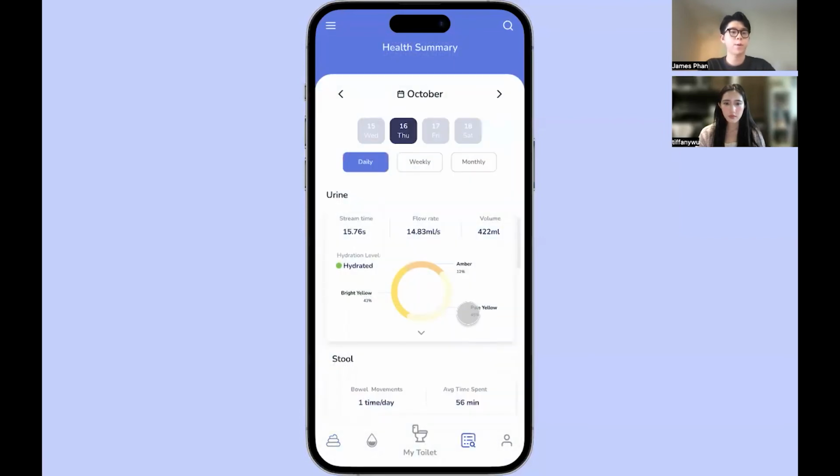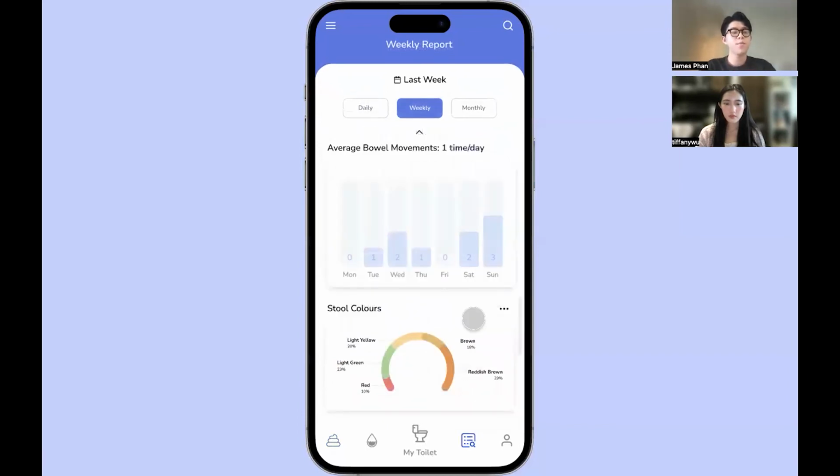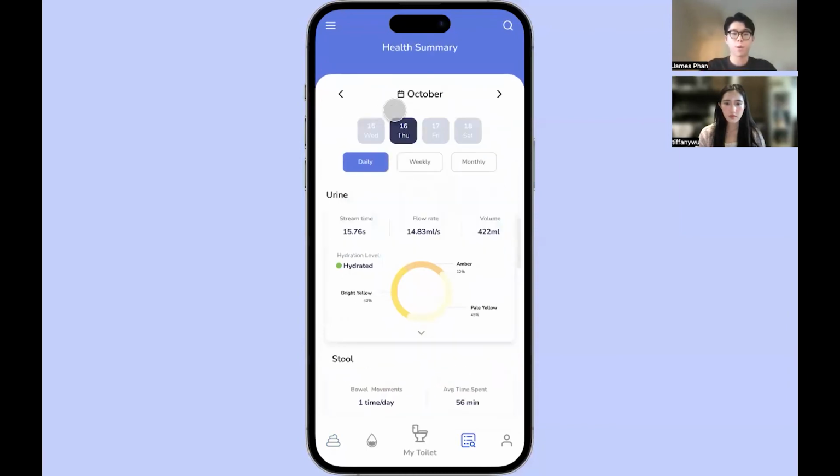And in the weekly report, this feature provides users with a weekly report on their health status: the average urine hydration level of the week, and the average bowel movement of the week. And lastly, users can click through the daily or monthly reports to gain a better understanding of their overall health. And that also concludes our demo.